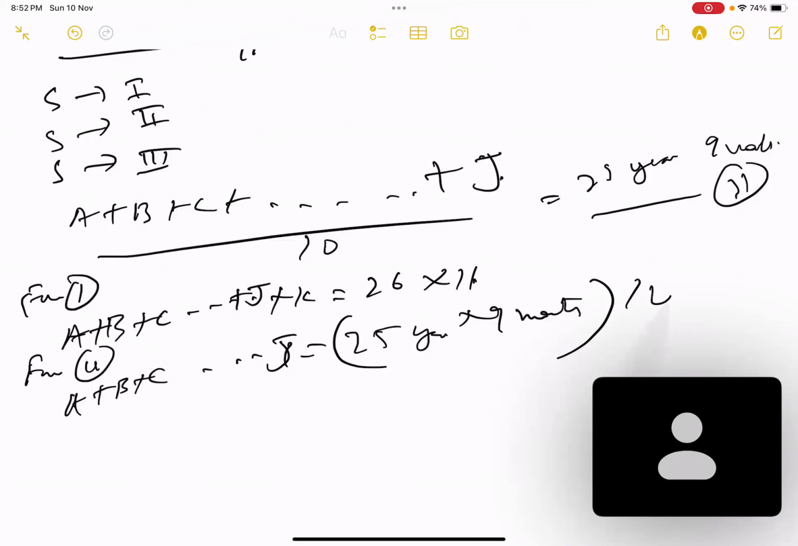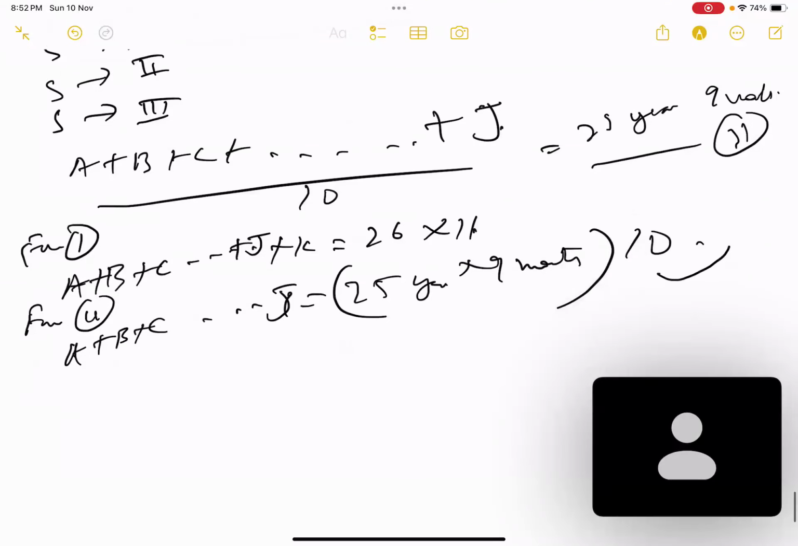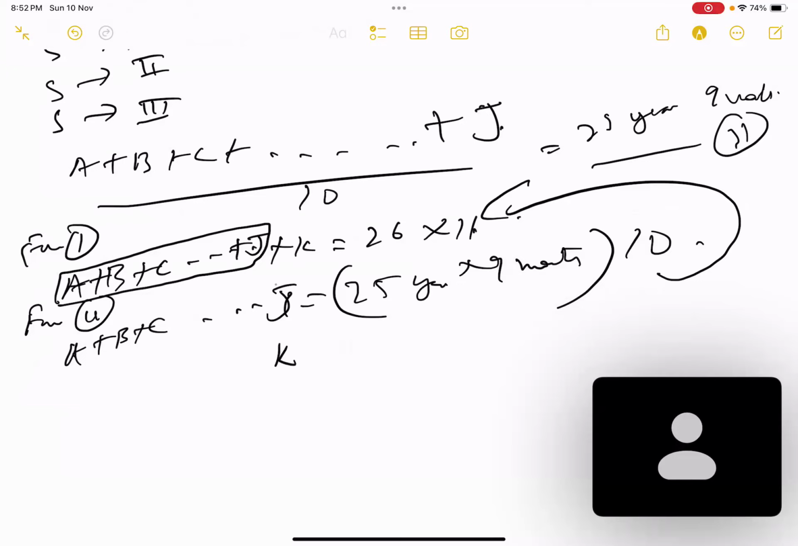That way we find the age of K, which is the youngest player. This data does not include the youngest player, right? So we assume that the youngest player is K, which is already included in the question, in the ages of all the 11 individuals. They are not included here, but it's included there. We'll assume this as K.